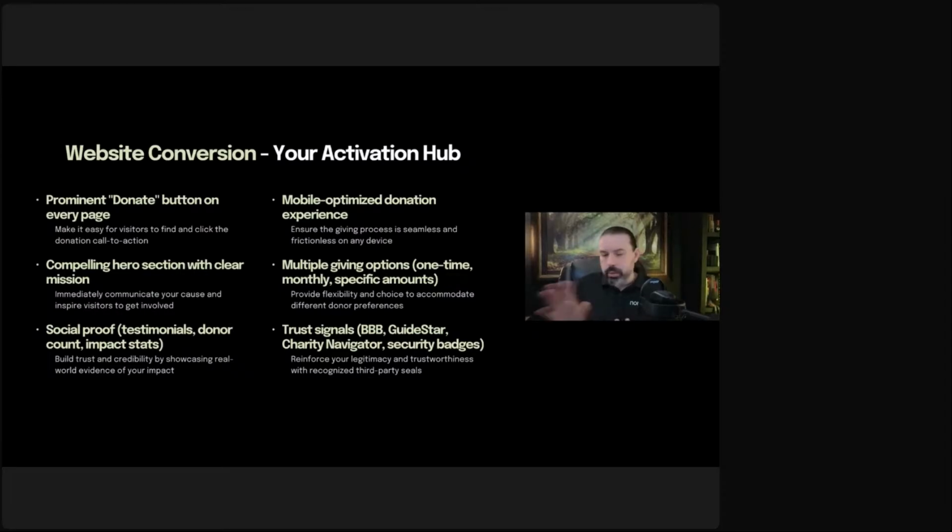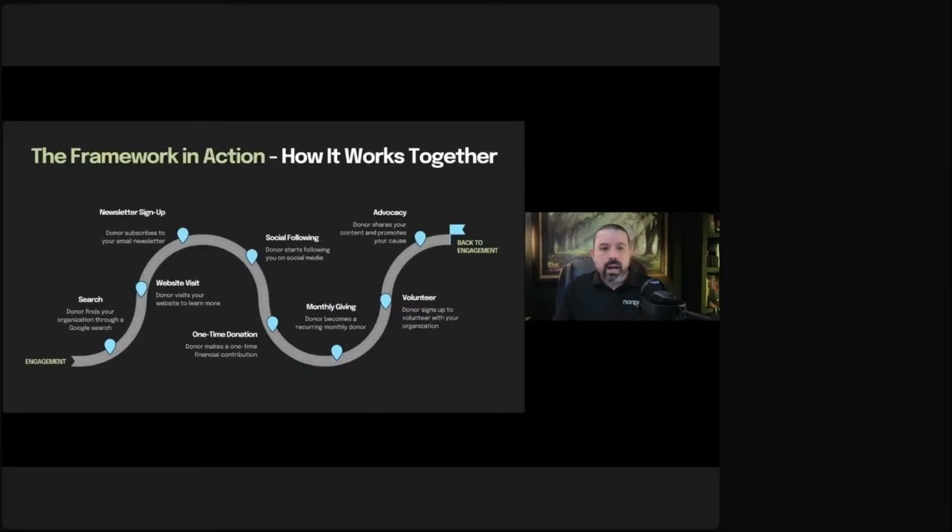You might have 1 or 2 people ask about something else like Zelle, but most people will just put in their credit card and give. And then you also want to have any trust signals. Make sure that if you've got a BBB or a GuideStar or Charity Navigator or any security badges that you might have, you're putting them on the site so people just know that there's legitimacy and trustworthiness there. Moving on, this is the framework in action and how it could work together for you.